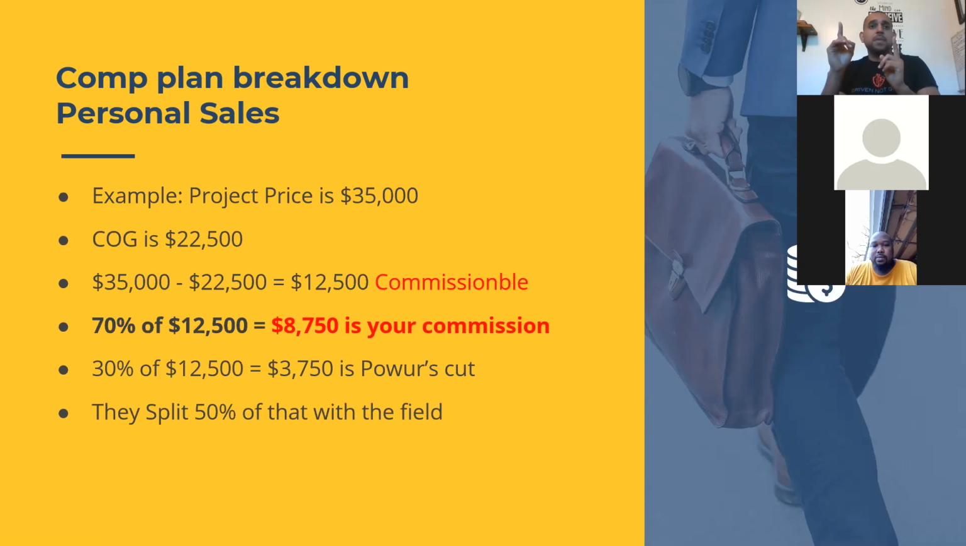Now, here's the deal. Out of Powur's $37.50, 50% of that, half of that, they split in the 6 levels of commissions. It's called the unit level. Okay, guys? Very important that you guys understand that. So what's cool about this is this.